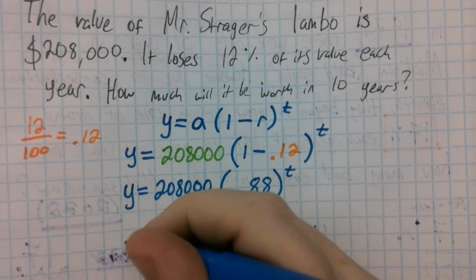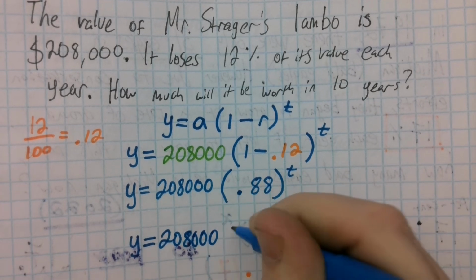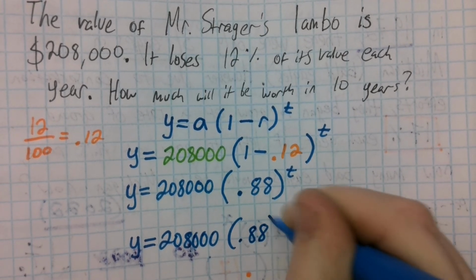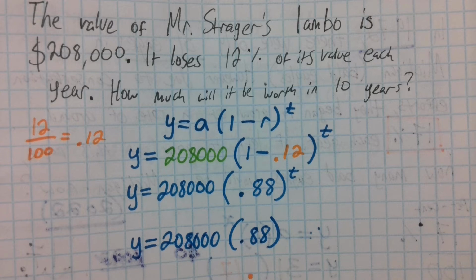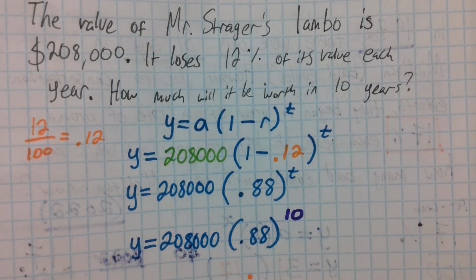So let's solve this after 10 years. After 10 years, that means our t value would be 10. Try simplifying this one out on your own. Pause the video, try it out.